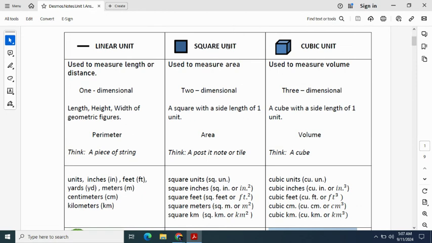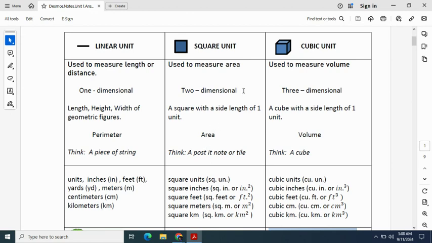If I look at this square unit example, we use a square unit to measure area. Square units are two-dimensional. If you look at the square, it has a length and width. It's a 2D figure, two-dimensional. When you think of area, think of a Post-it note or a tile. If you look at our classroom floor, you'll see tiles on the floor. One of those would be a square unit, okay? Actually, when I measured it, the side of one of the square tiles fits a ruler, so it's 1 foot by 1 foot. So each square tile in the classroom is 1 square foot.